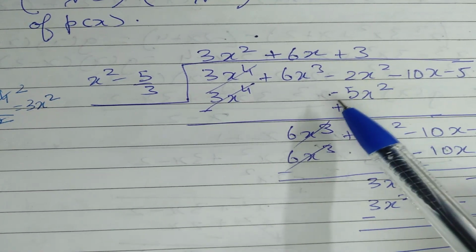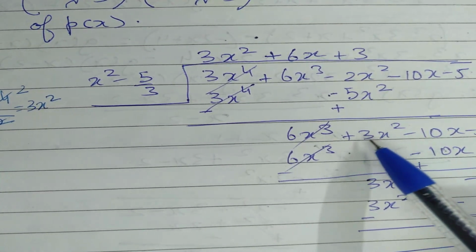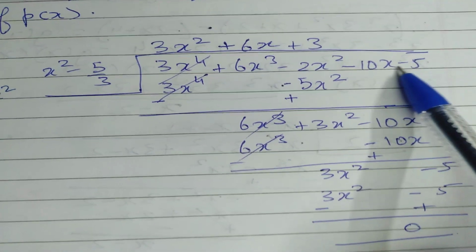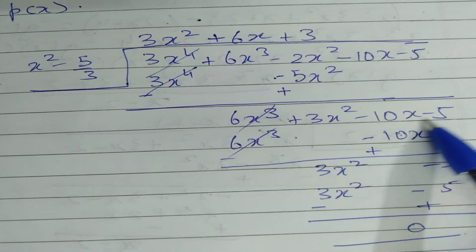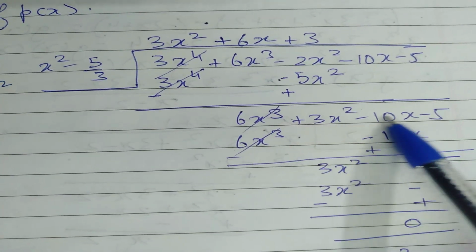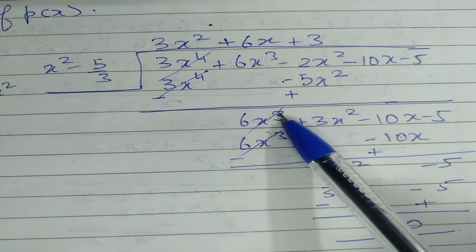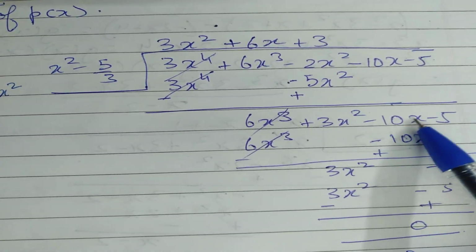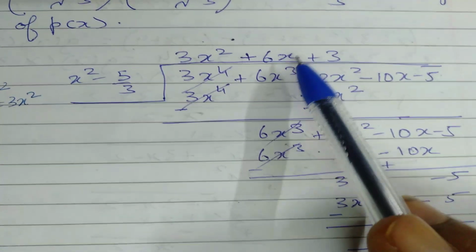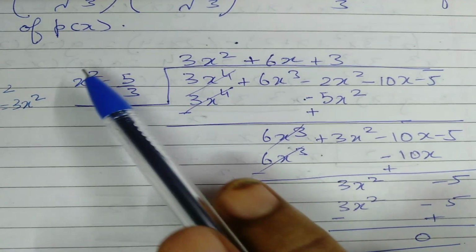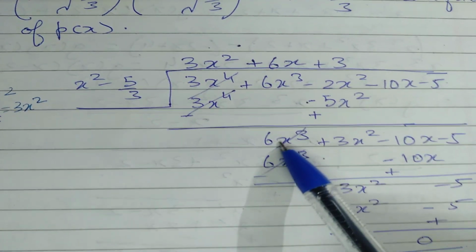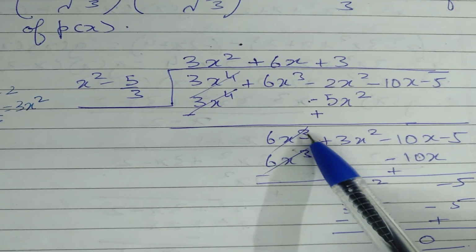And then you subtract 5 minus 2, so you get 3x square, and the remaining terms will be coming down as it is. So now this is your new polynomial, which is 6x cube plus 3x square minus 10x minus 5. Again you need a number here such that when you multiply with x square, you get this first term. This is what we need.